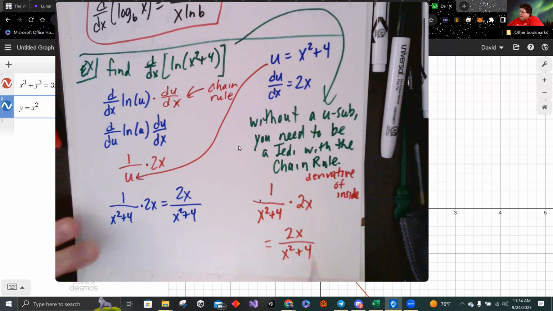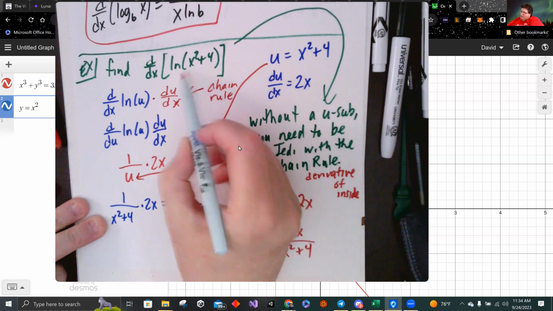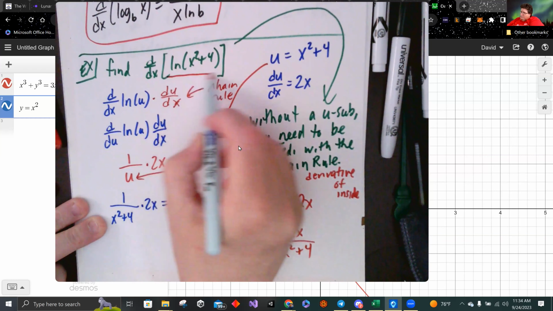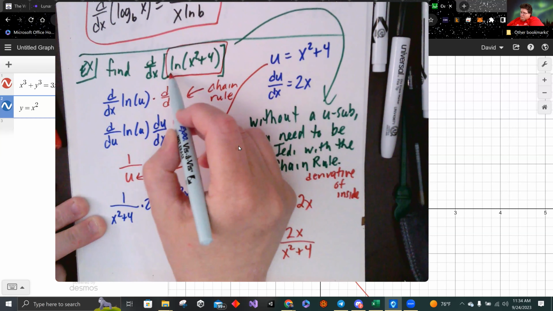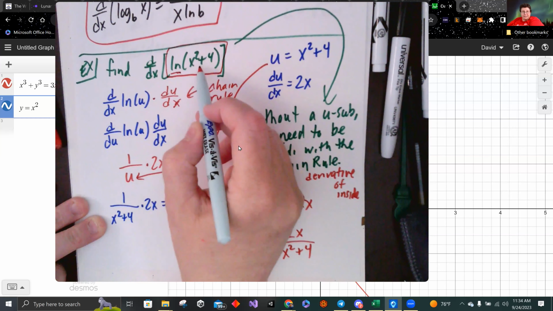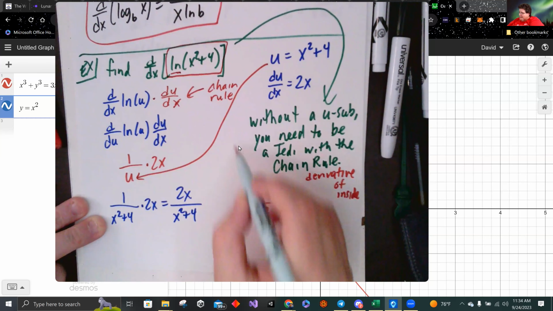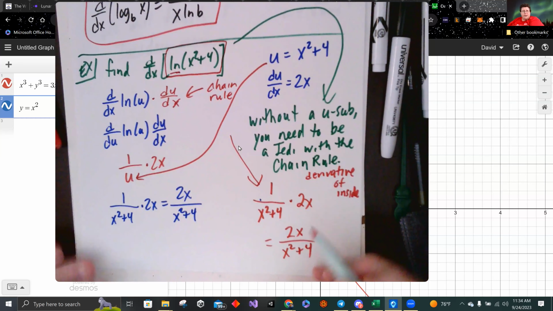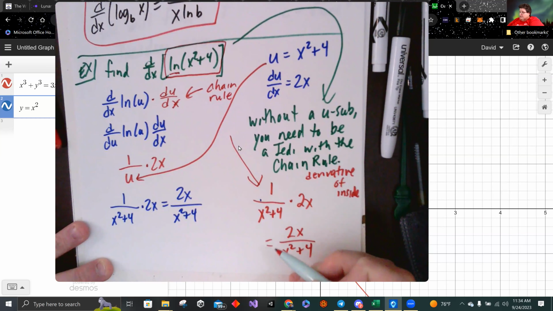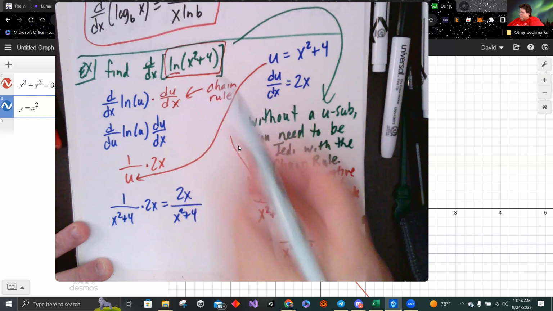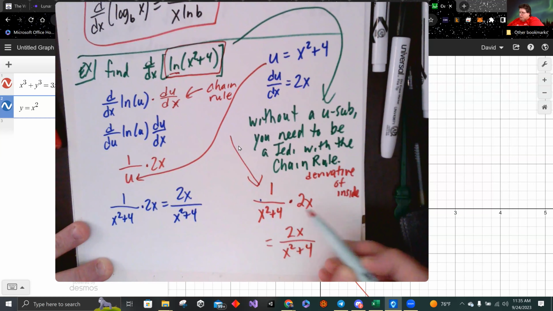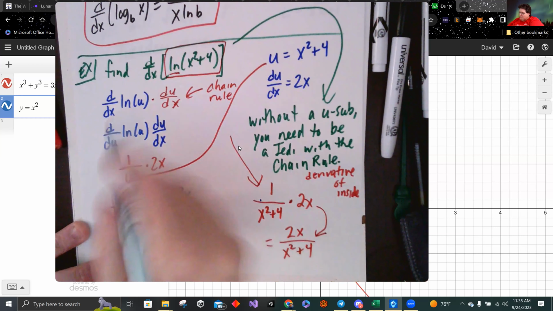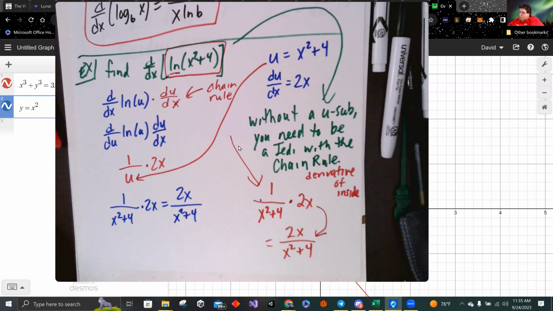It takes more writing. To do this without a u sub, we're going to focus on doing the derivative of the whole thing first. Just the derivative of natural log is 1 over whatever's inside. So 1 over whatever's inside is 1 over x squared plus 4. Then we have to take the derivative of what's inside. So we're going to take the derivative of x squared plus 4. We multiply it. It's not added or subtracted. It's multiplied. That's another mistake I saw with the chain rule. So we multiply it, and we quickly get to that without all that u step over there. So it is doable. It just takes some practice.